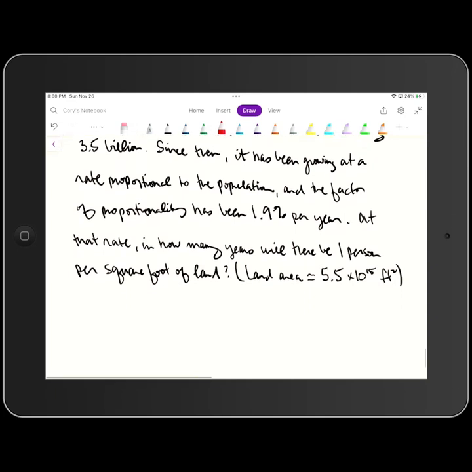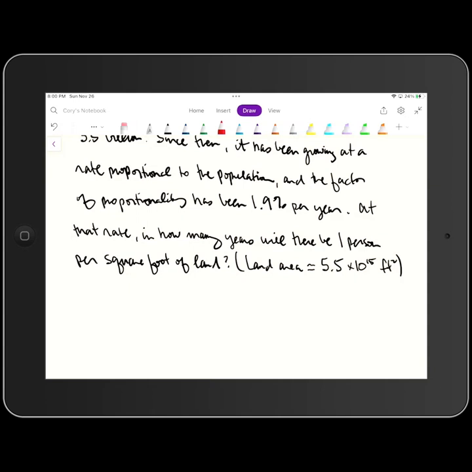Okay, so this one here, we're told the factor of proportionality is 1.9% per year, which means that dy dt is equal to, when we plug that percentage into our differential equation, we have to write the percentage as a decimal. So 1.9% as a decimal is 0.019 times y. Okay, so we're going to go ahead and solve that differential equation to generate our exponential growth function.